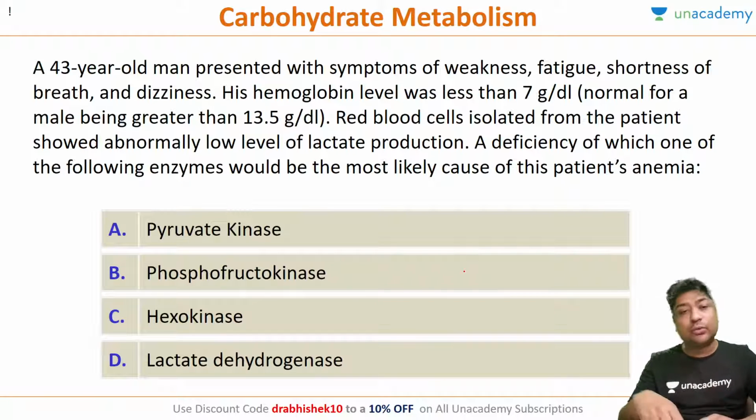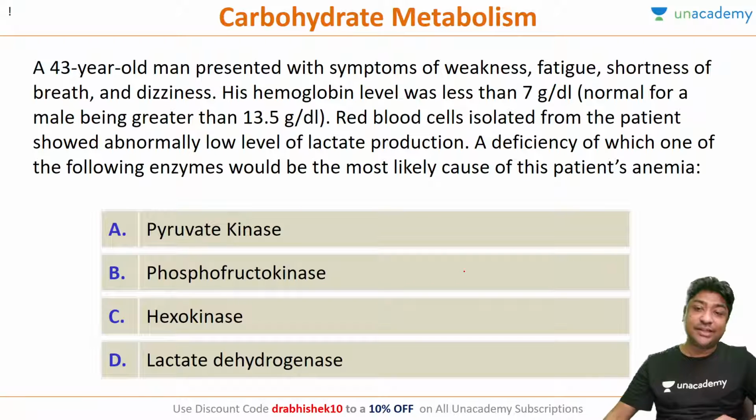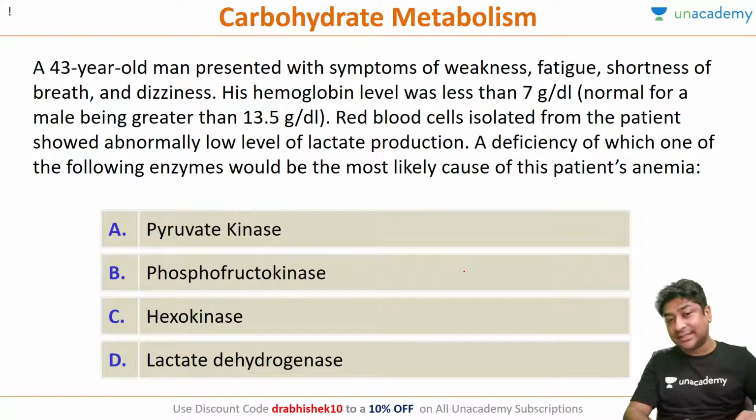A 43-year-old man presented with symptoms of weakness, fatigue, shortness of breath, and dizziness. His hemoglobin level was less than 7 gram per deciliter. For a normal patient, it will be more than 13.5 gram per deciliter. Red blood cells isolated from the patient show an abnormally low level of lactate production. A deficiency of which of the following enzymes would be the most likely cause of this patient's anemia?